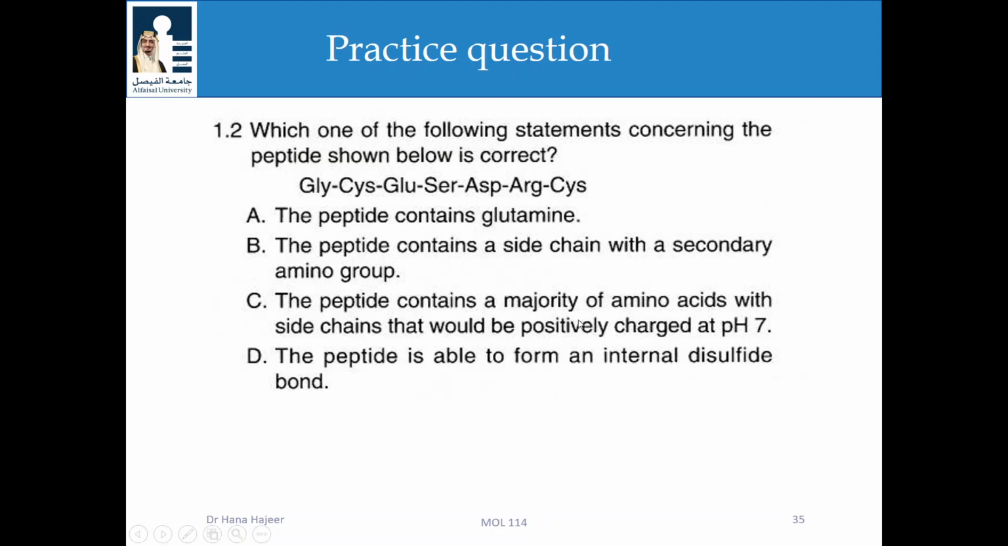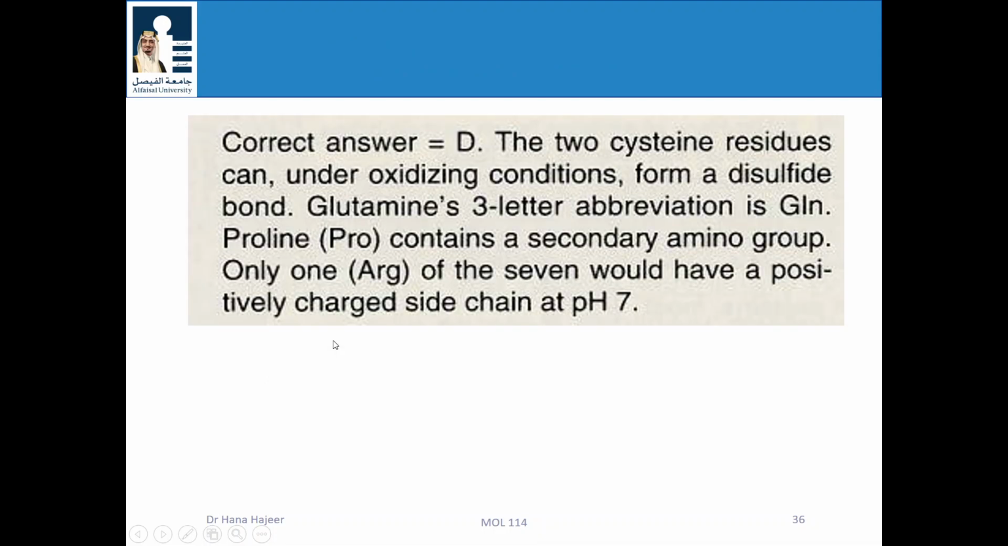The peptide contains the majority of amino acids with a side chain that would be positively charged at pH 7. What are the ones that will be positively charged? Will H, will L, will A? Do we have these? Histidine, lysine, arginine? No, we only have arginine, so there is no majority. The peptide is able to form an internal disulfide bond. What do we need to have internal? We need to have 2 cysteines. Do we have 2 cysteines? Yes. So the correct answer is D.